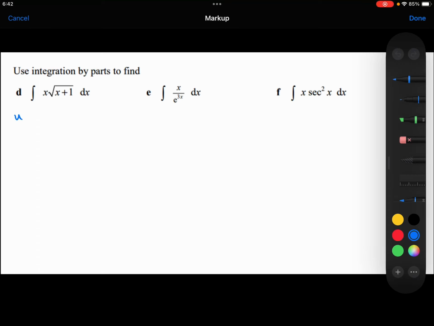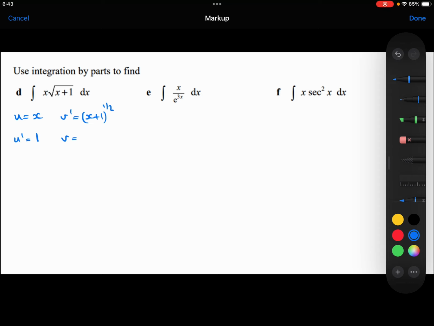I'm going to select the u to be x, and I'm going to select my v dash to be the square root of x plus 1, or x plus 1 to the power of a half. Differentiating x, I get 1.